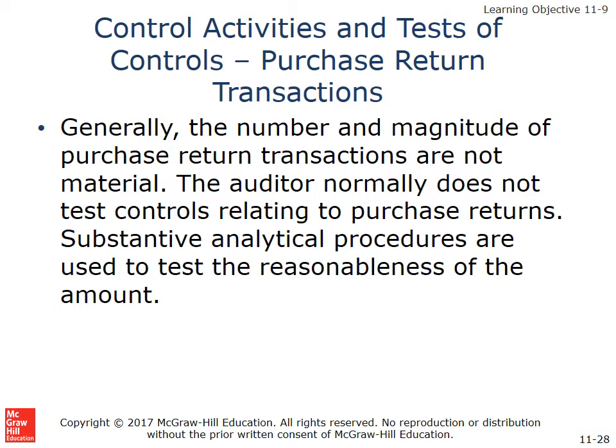Finally, we looked at purchase process, cash disbursements process, and then there's the purchase returns transactions. So usually these are not a lot. The number and magnitude of purchase return transactions are not material. It's what we returned of the inventory we bought at the company. So the auditor normally does not test controls. They'll use substantive analytical procedures to test the reasonableness of the amount because it's not even material.